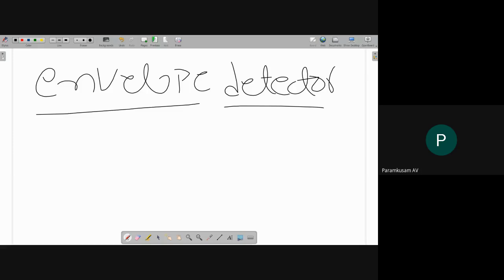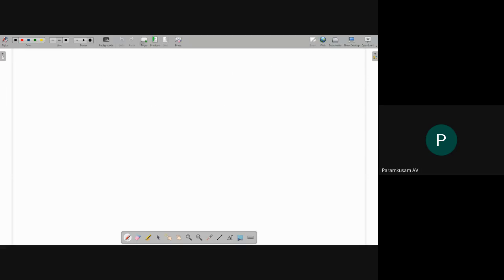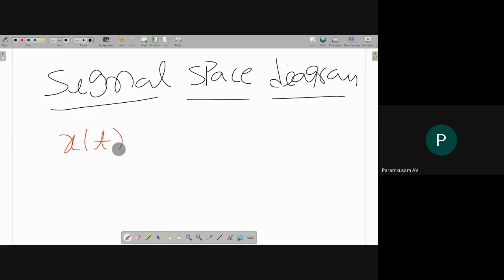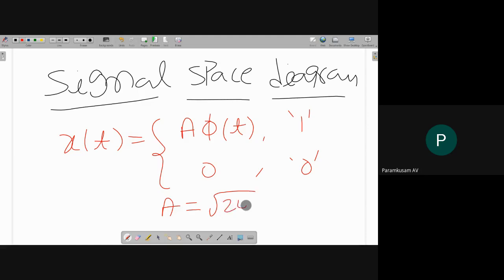So this is about amplitude shift keying. Please note the signal space diagram of the ASK signal. We just saw how we wrote x of t: x of t is equal to either A into pi of t or 0, when logic 1 is transmitted or logic 0 is transmitted. Look once more. What is A here? A is equal to root over 2EB. Root over 2EB, Vamsidhar just told us.